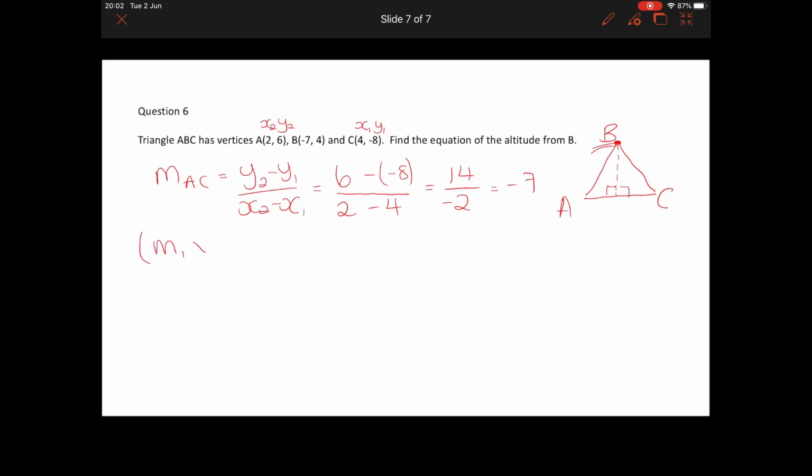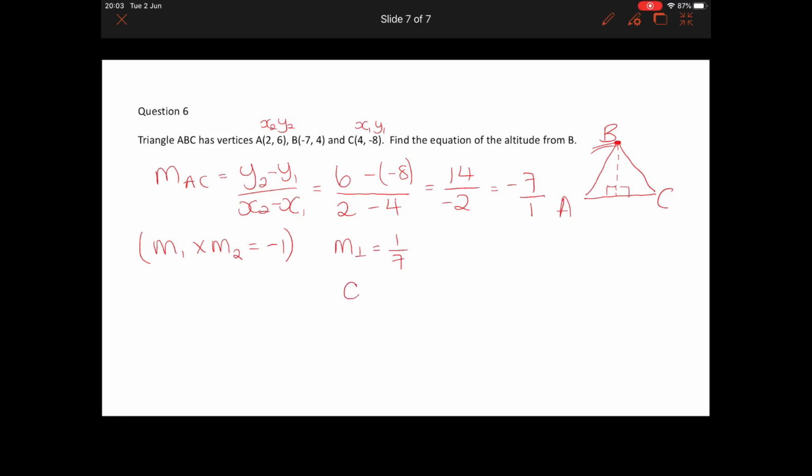We're looking for the perpendicular gradient to that, so remember if you multiply two gradients together and they're perpendicular, you would get -1. But the quick way for us to think about that is to change your sign and flip your fraction upside down. Now right now, -7 doesn't look like a fraction, but remember any number is just that number over 1. We just don't always write that it's over 1. So -7 over 1 becomes +1/7. So that is the gradient of our altitude.